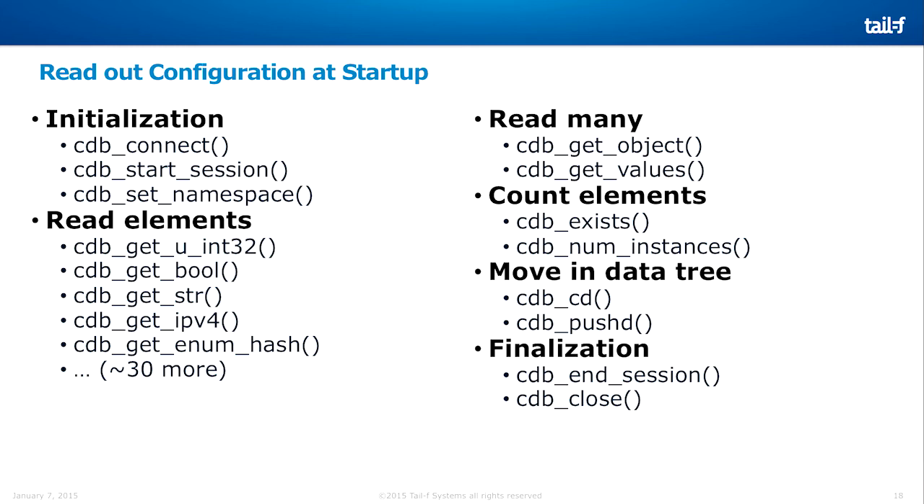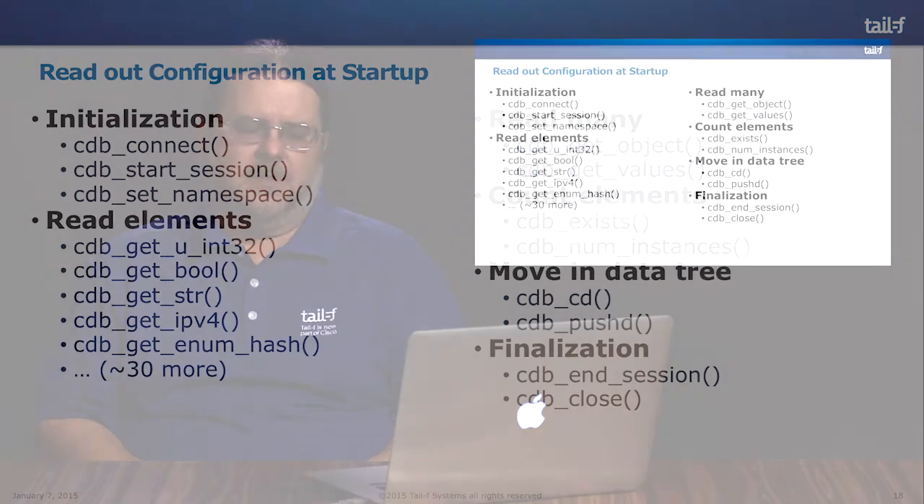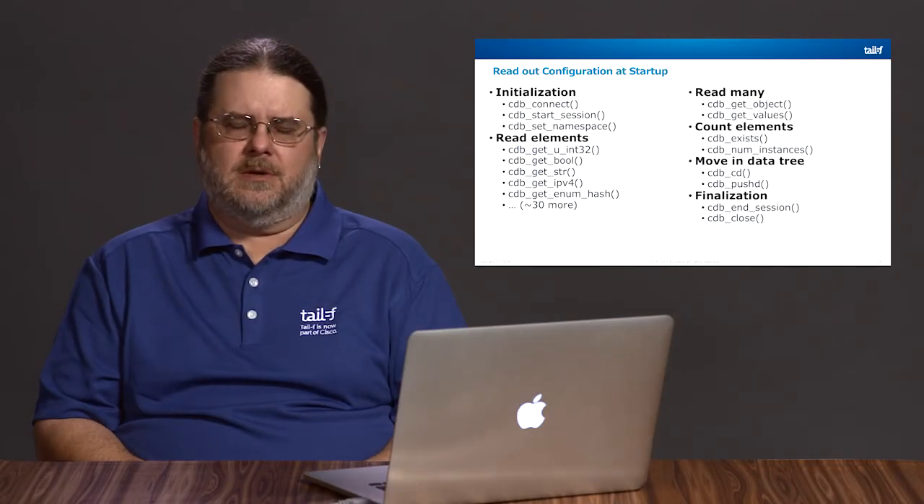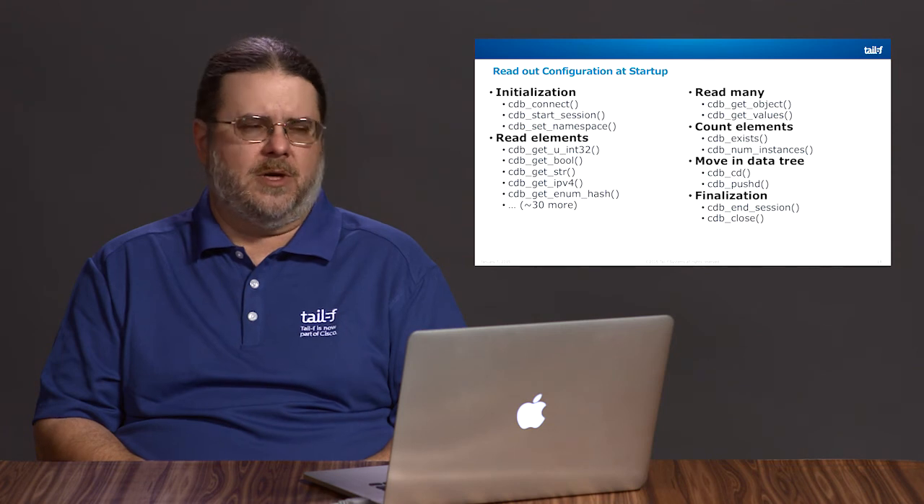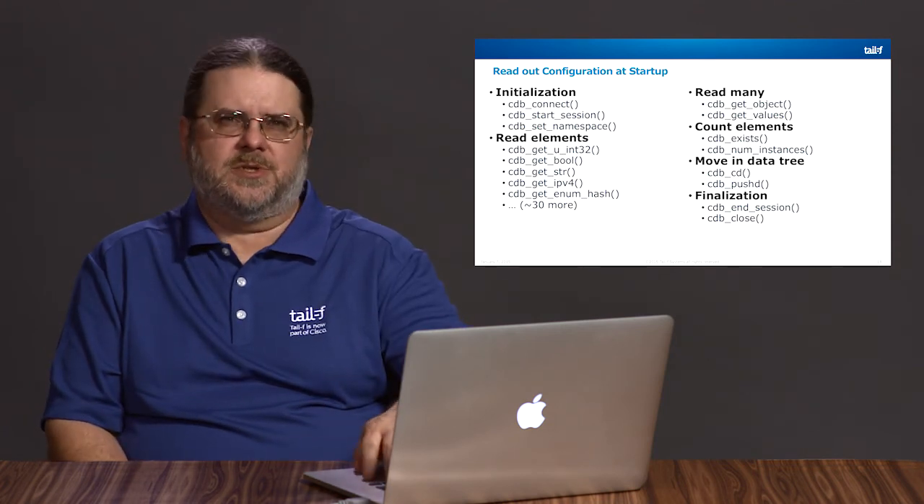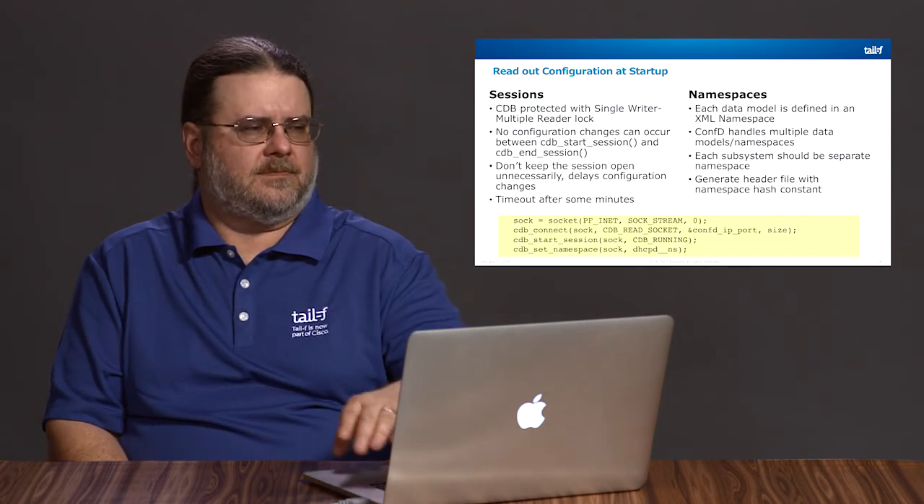Calls such as CDB get values is more of a scatter, gather, read capability where you can read disparate items that aren't necessarily in the same list entry. And there are other types of utility functions in the CDB API. So certainly you'll want to take a look through the detailed API information to understand the API calls that are available to you as you write your applications which interact with CDB.